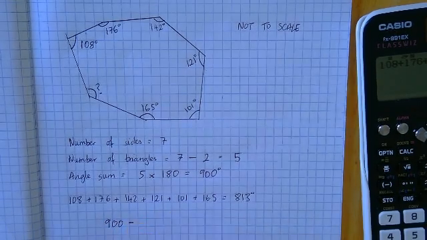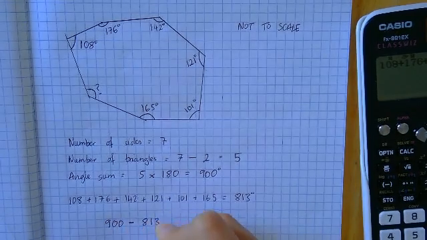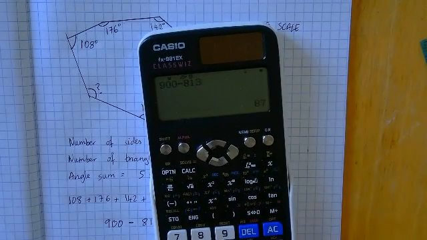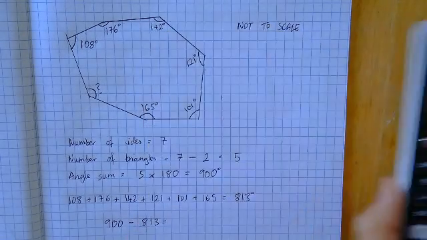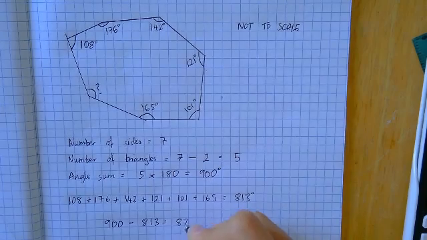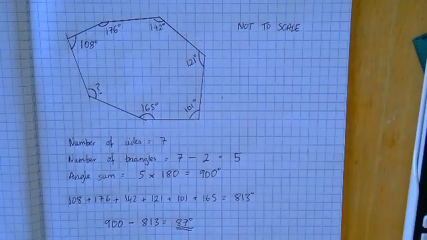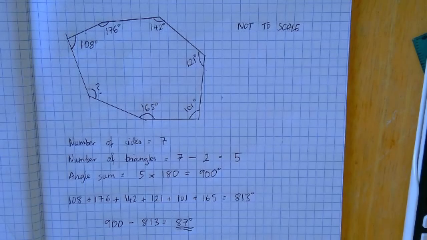So I'm going to do 900, take away 813. Again, let's use a calculator. That gives me 87. And that's my answer. That missing angle there would be 87 degrees.